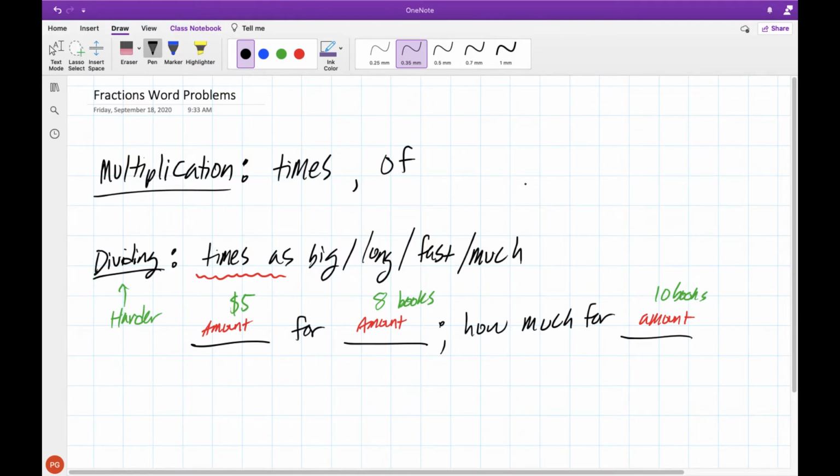This time we're going to be talking about general fractions word problems. So these ones oftentimes involve adding, subtracting, multiplying, dividing, or sometimes a combination of all of those. What's really tricky with these is knowing what to use and when.